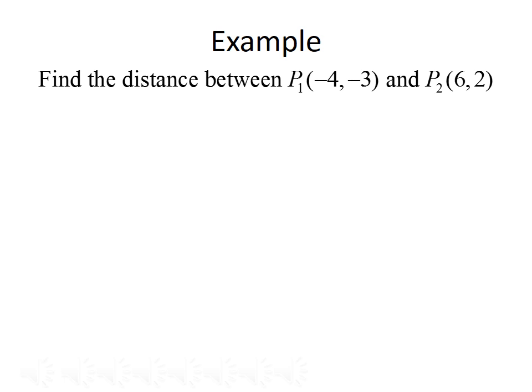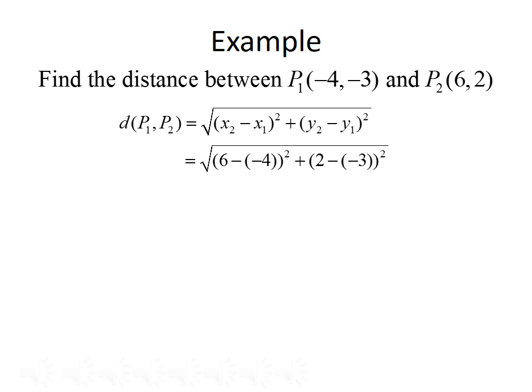So let's do an example. Find the distance between P1, defined by the coordinates (-4, -3), and P2, defined by (6, 2). So we start with our distance formula. The distance between P1 and P2 is equal to the square root of (x2 minus x1) quantity squared plus (y2 minus y1) quantity squared. Note that it doesn't matter which point you use for x2 and x1 as long as you keep the order the same. So if we're using P2 to do x2, we have to use P2 to do y2 as well.